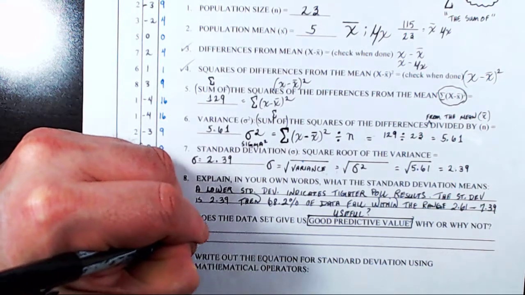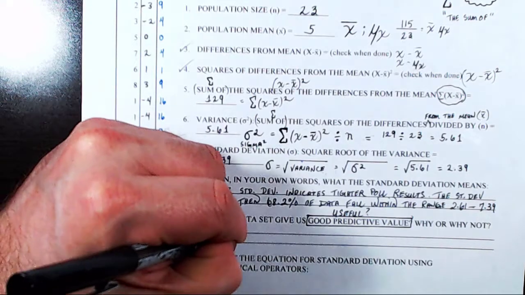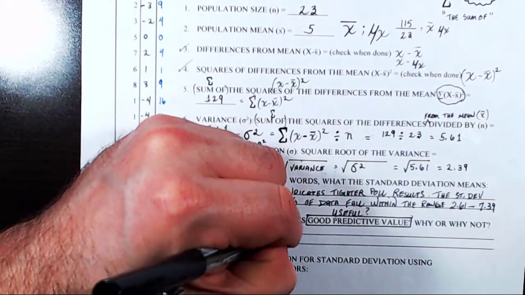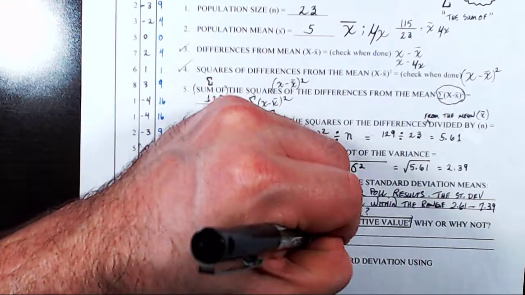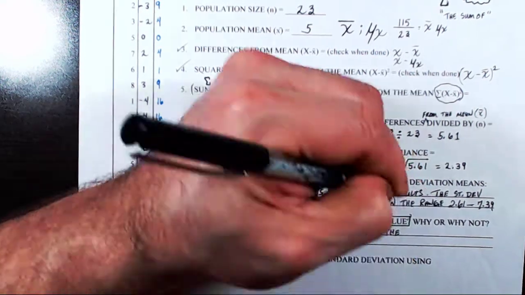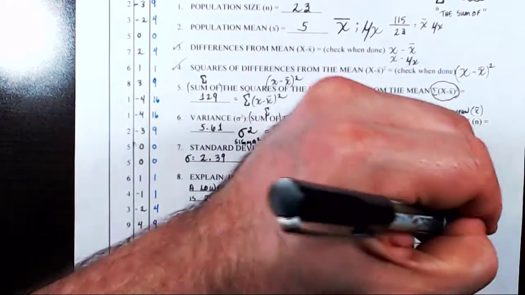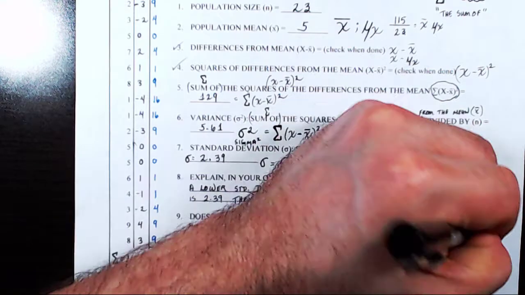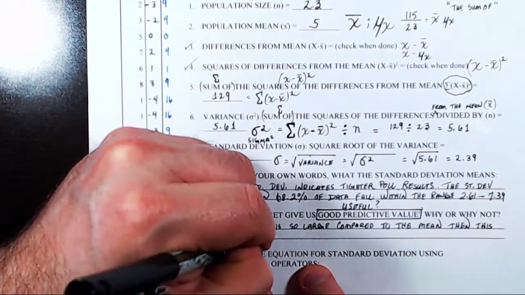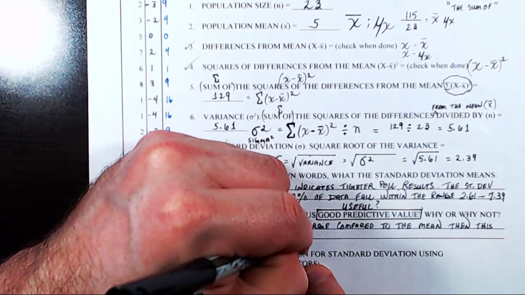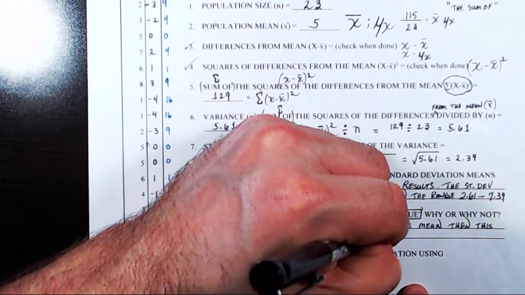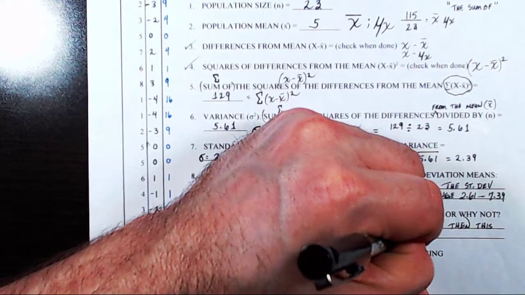Because the standard deviation, or sigma, is so large compared to the mean, which is 5, then this data set does not offer good predictive value.